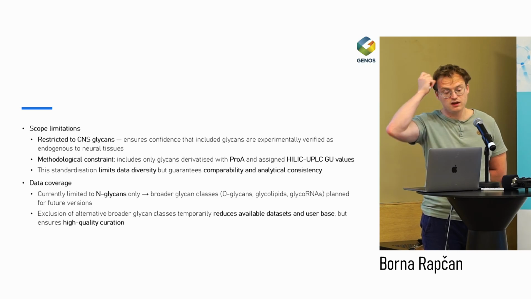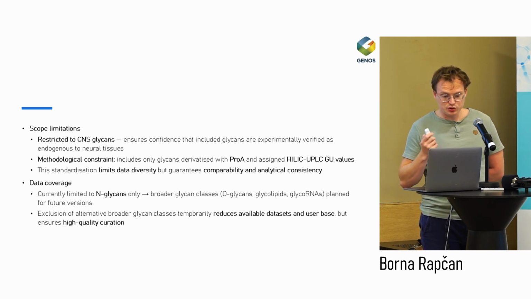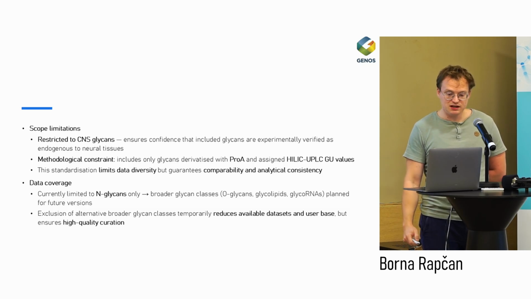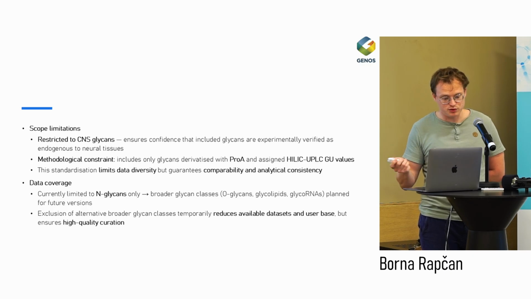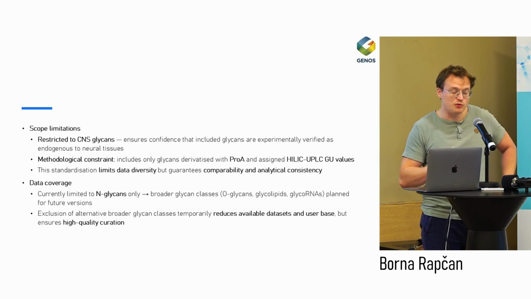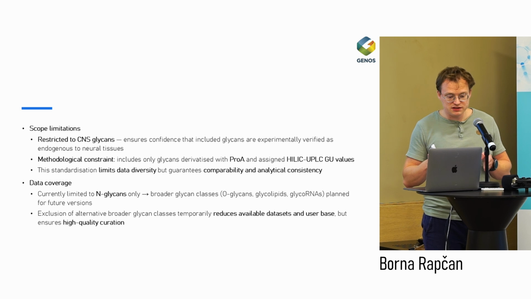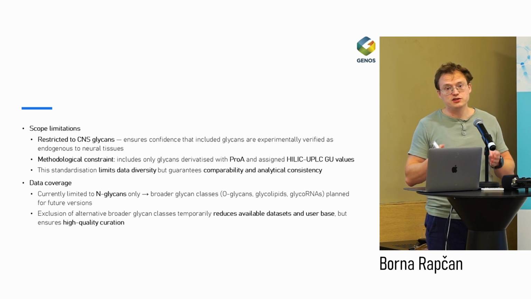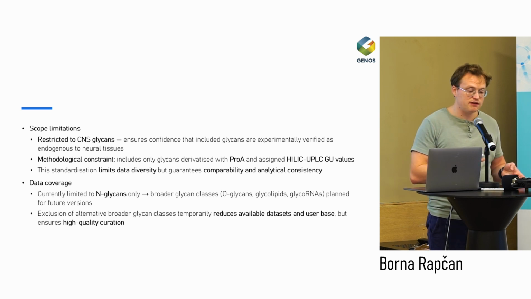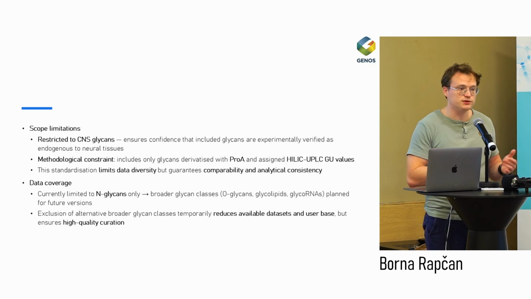This limitation should be updated in due time, with all glycans, glycolipids, and glycoRNAs planned in the future versions to be included. At the moment, it reduces the complete data set available in the database, but again, it ensures that the data that we currently have is higher quality and thus more useful to the end users.